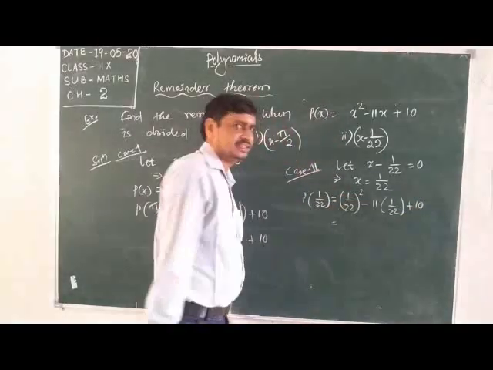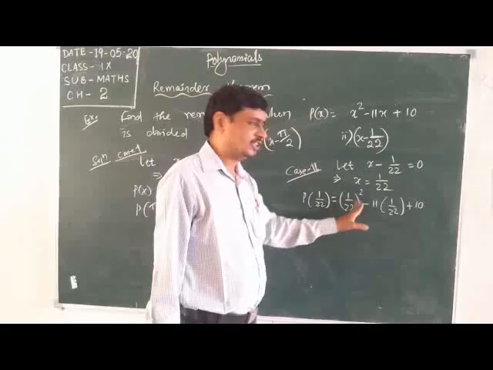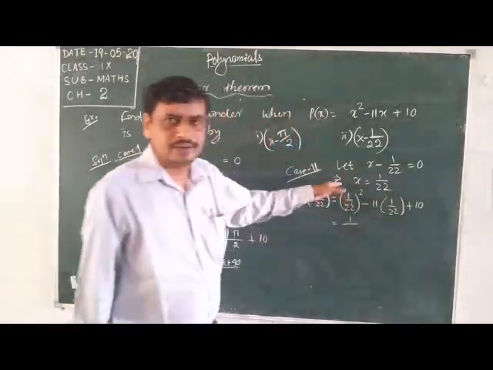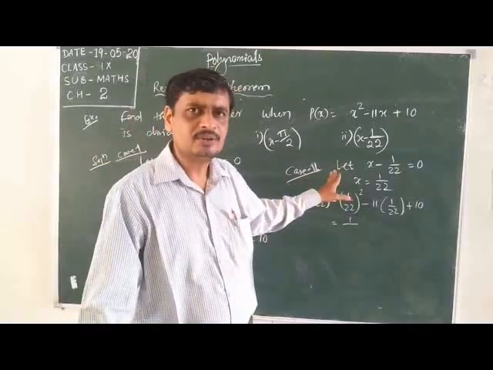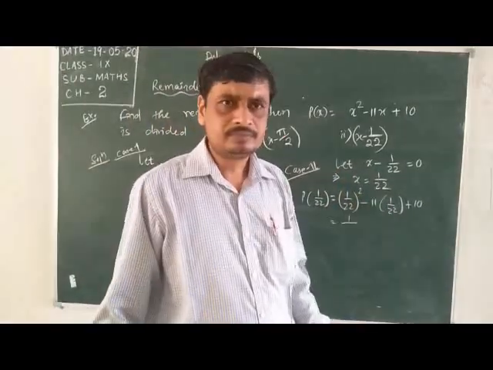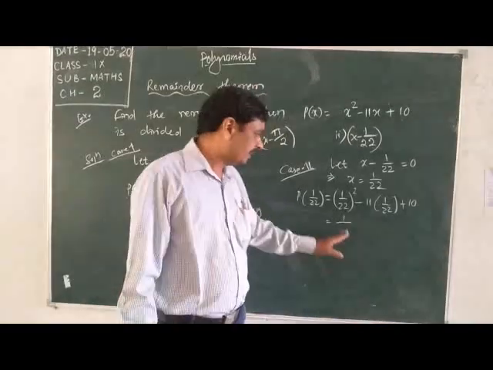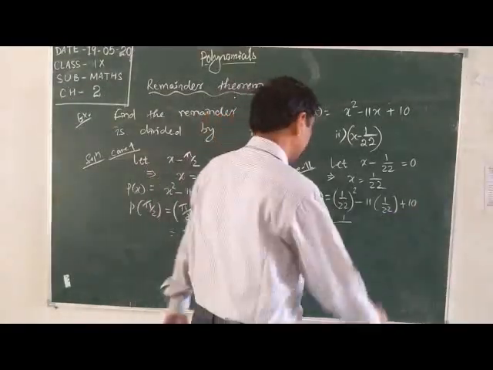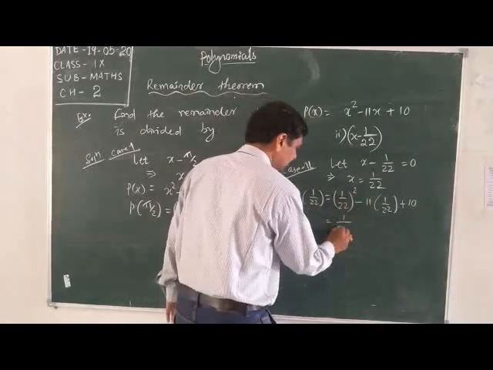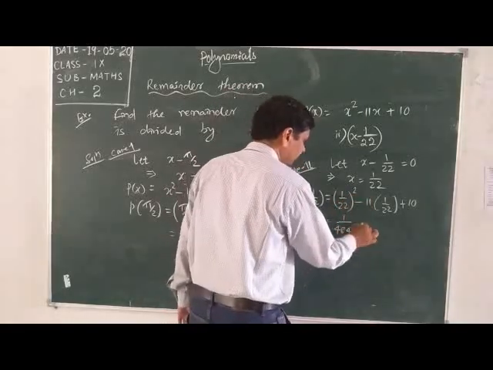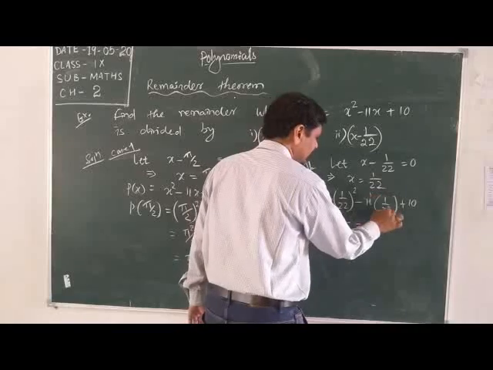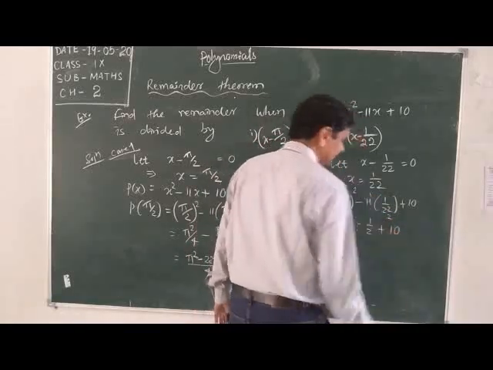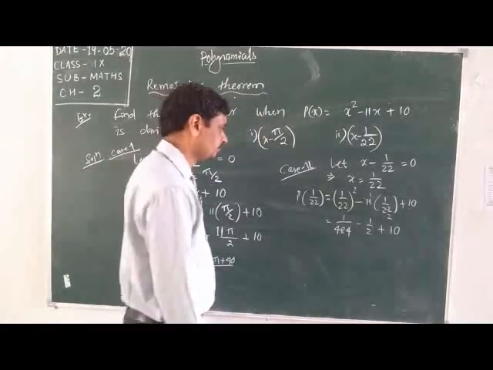1/22 whole square becomes 1 square over 22 square. 1 square is 1. First we will obtain the value. Next, we will make it in simplest form. 1 square is 1, 22 square is 484, minus 11 into 1/22, that is 1/2, plus 10.